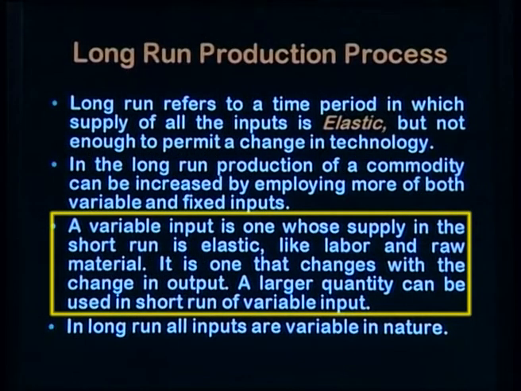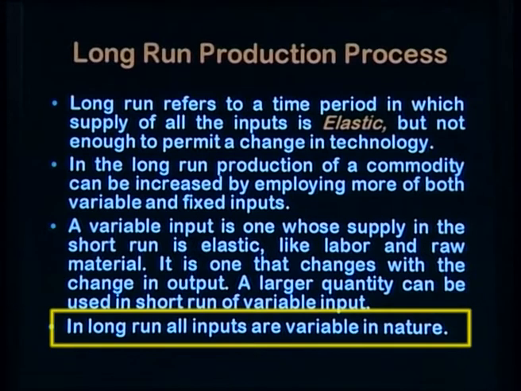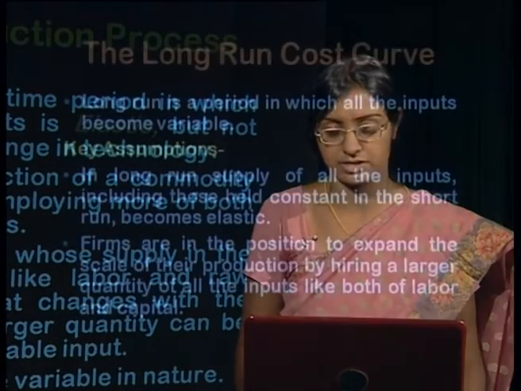A variable input is one whose supply in the short run is elastic, like labor and raw material. It is one that changes with the change in output. A larger quantity of variable inputs can be used in the short run. In the long run, all inputs are variable in nature and they can be changed one after another, unlike the short run.